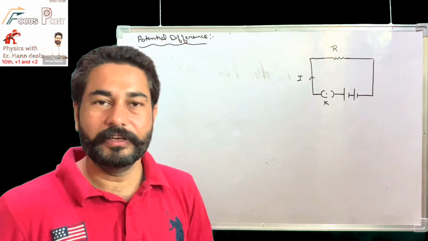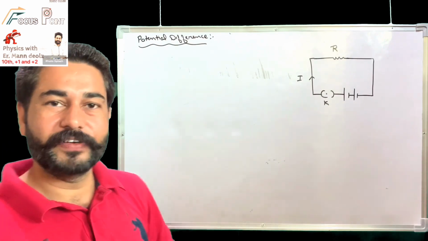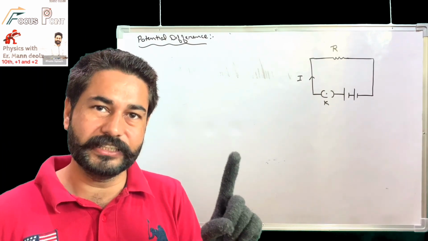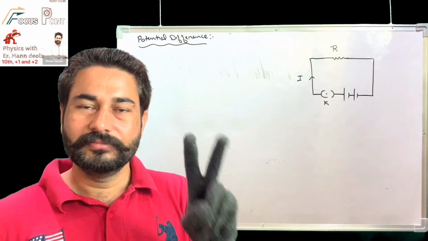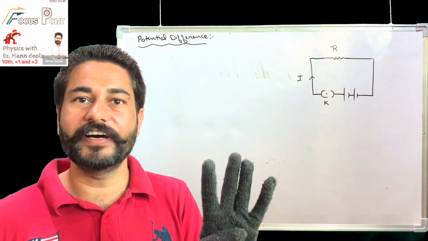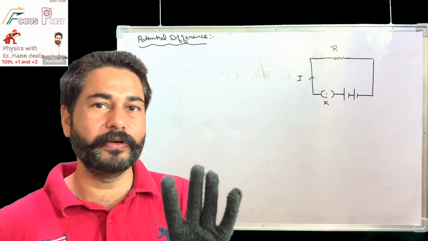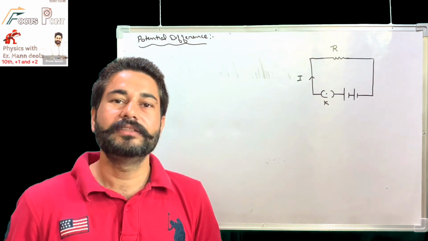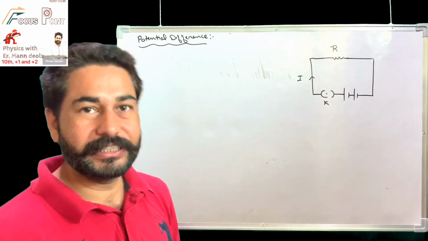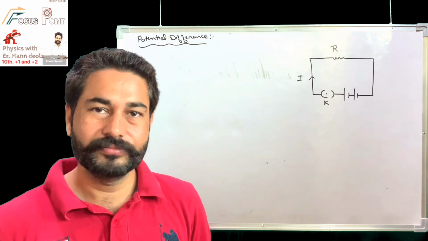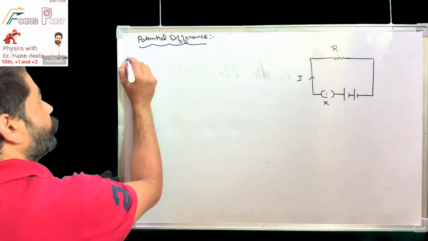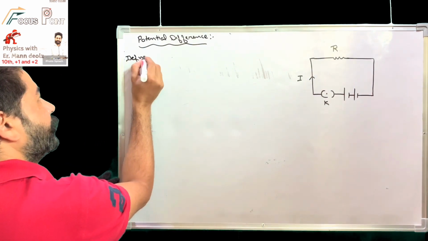Now again, if we do any topic for the first time, what do you have to do? Definition, formula, then SI units, and then define the SI unit. Those four things mainly we'll do. Then we'll also cover the device which you use to measure the potential difference. Okay, so let's do the definition. How will you define a potential difference?